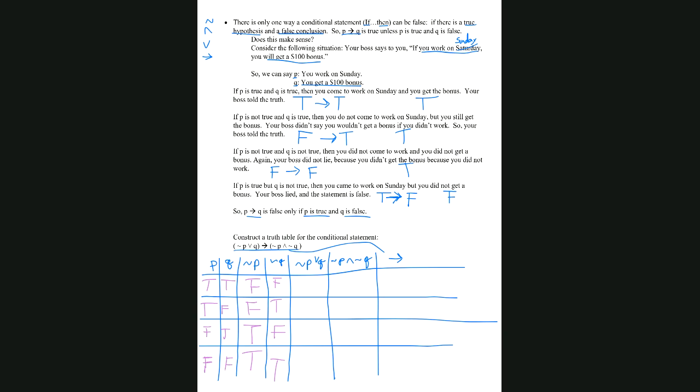All right. Now, not P or Q, remember that's or, it can only be false when both are false. So let's see, we're looking at not P or Q. So true, false, that's true. False, false, that's false. True, true, that's true. And false, true, that's also true.